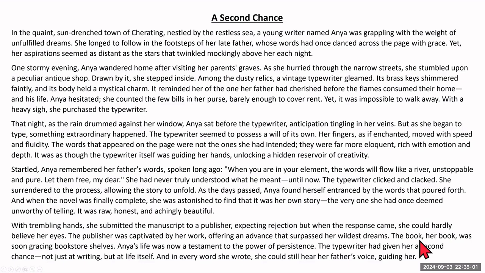The book, her book, was soon gracing bookstore shelves. Anya's life was now a testament to the power of persistence. The typewriter had given her a second chance, not just at writing, but at life itself. And in every word she wrote, she could still hear her father's voice guiding her.